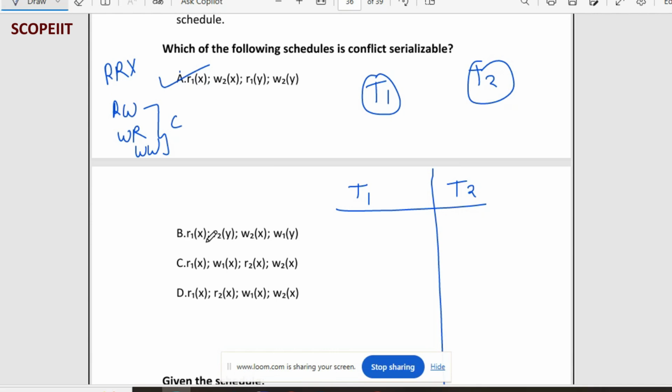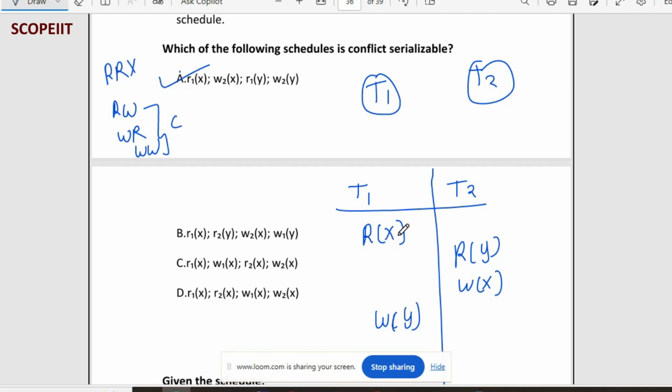Option B says R1 of Y, that means it will be written in transaction T1, then R of X, R2 of Y, so R of Y in T2. W2 of X, that means in transaction T2 only, W of X. Then R1 of Y, so in T1, W of Y. And please maintain that it should be written a little bit below. That's why I was telling you, because we can check only up to down. We cannot check down to up.